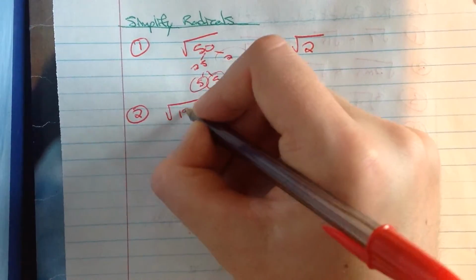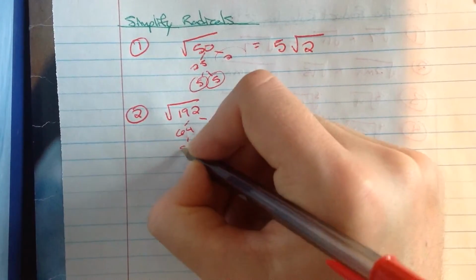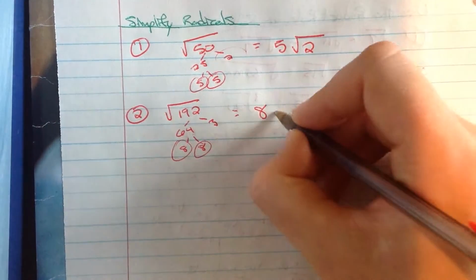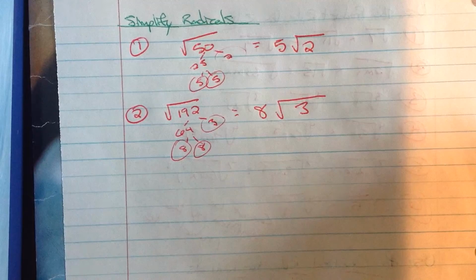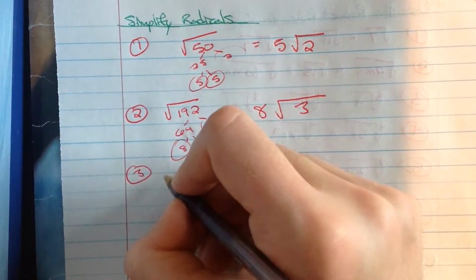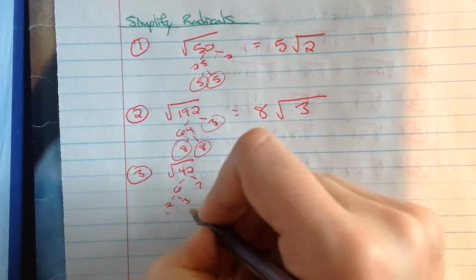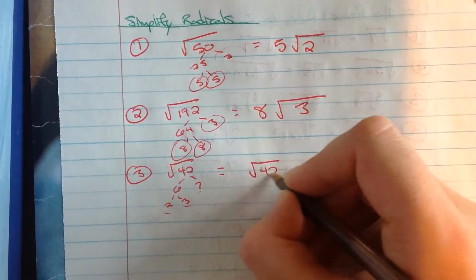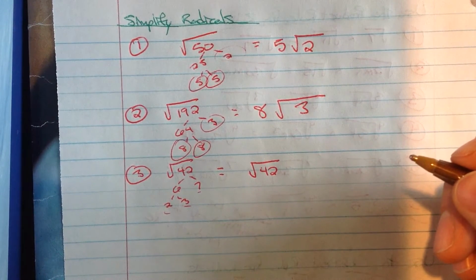If I have square root of 192, that's 64 and 3, or 8 and 8. 2 8s, 1 comes out, nothing to pair the 3 with, so it stays inside. Square root of 42 is 6 and 7, which is 2 and 3. There's nothing to pair any of these with. So nothing comes out and it all stays under the square root, meaning it cannot be simplified.